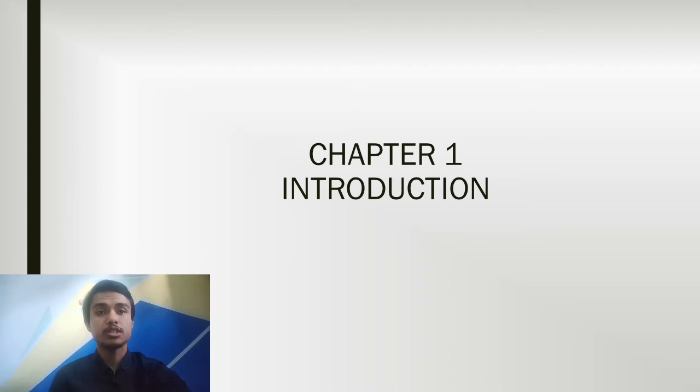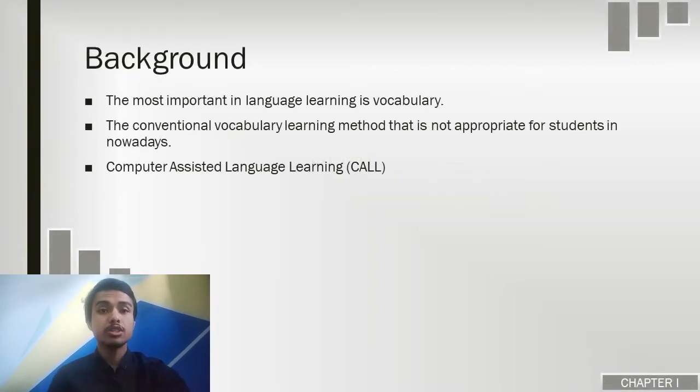This is chapter 1, Introduction. In the introduction, the first part is the background of the research. Here, there are three main topics as the background of my research. The first point is that the most important thing in language learning is vocabulary, because without vocabulary people will have difficulty when they want to communicate to others. They don't know the word that they want to say to the listener.